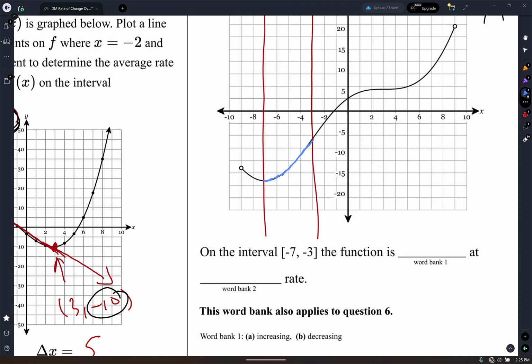Am I going uphill or downhill? So I'm going uphill, increasing at what type of rate? At an increasing rate. It's concave up, guys. It's concave up. You're increasing at an increasing rate. Cool or not cool? All right.